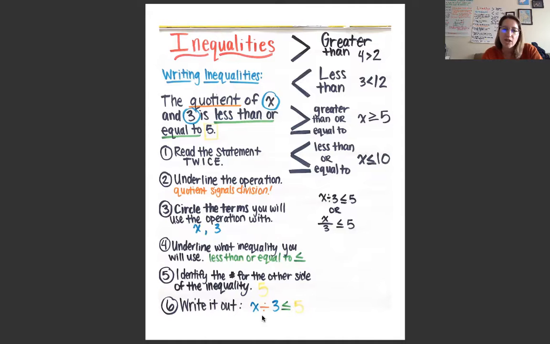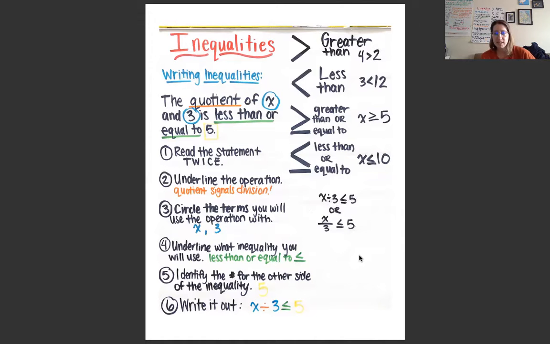Now down here you'll see the color-coded version where you can see where all the different parts came from. And over here on the side, you can see the 2 different ways you can write this. You can either write x divided by 3 is less than or equal to 5, or x over 3 is less than or equal to 5. That's just 2 different ways to write division. Either way is fine, whichever you prefer and whichever is best for your eyes and your brain.